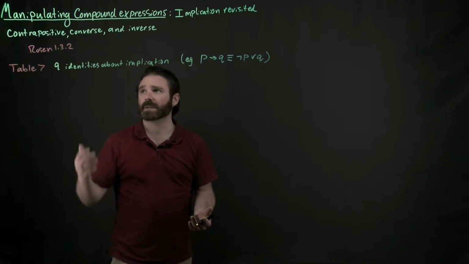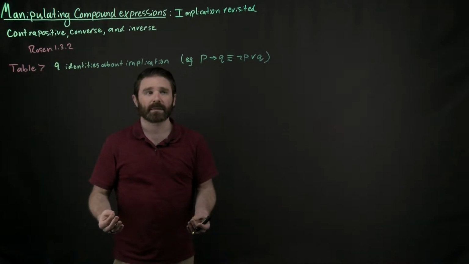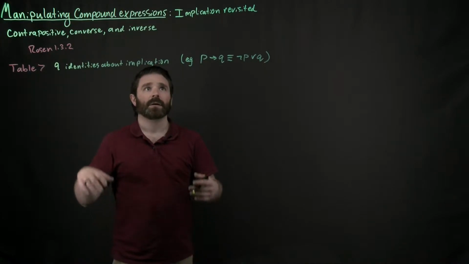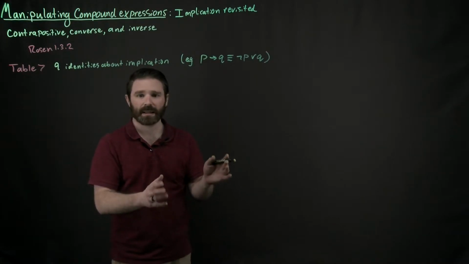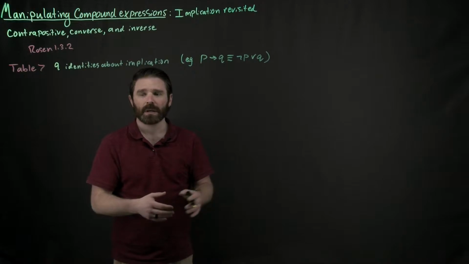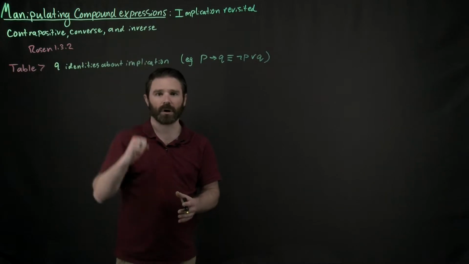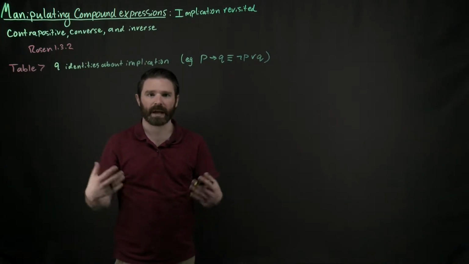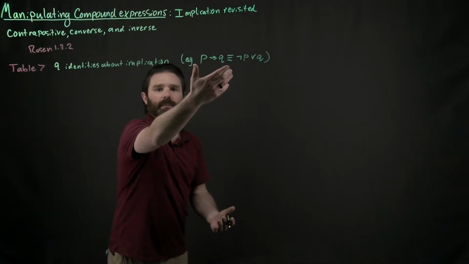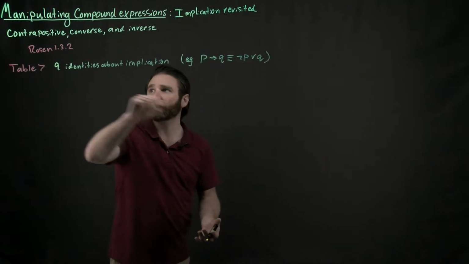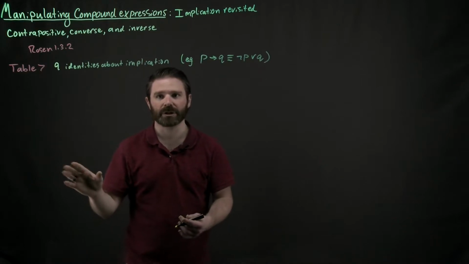However, these concepts of contrapositive, converse, and inverse are so important that I think it warrants revisiting implication now that we have access to this bunch of identities that we were looking at previously. So first off, what I want to do is define what contrapositive, converse, and inverse are, and then using the identities that we've had practice with, go ahead and see how these conditionals or implication statements right here relate to contrapositive, converse, and inverse. So I'm going to go ahead and write down some definitions.